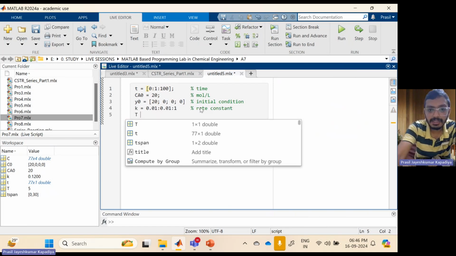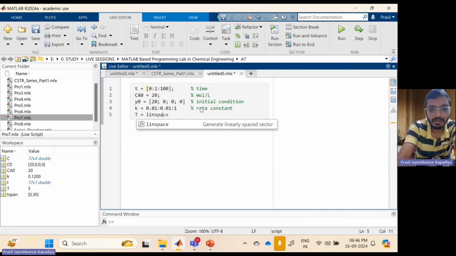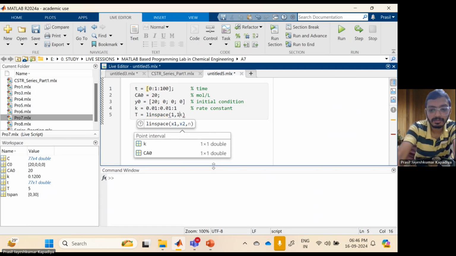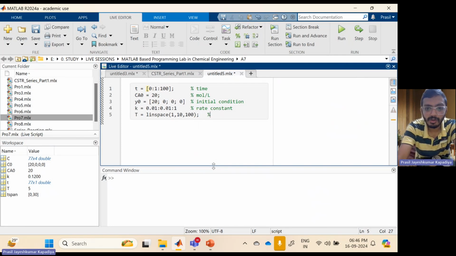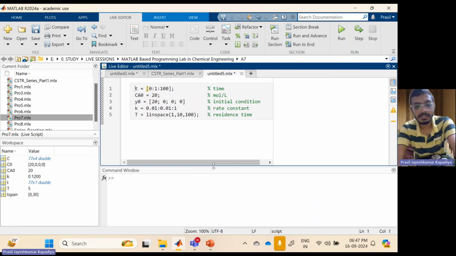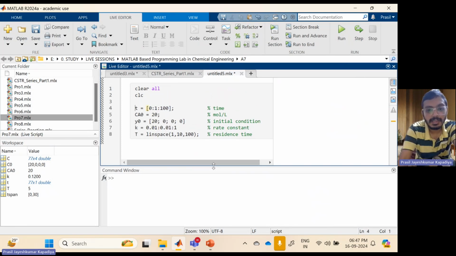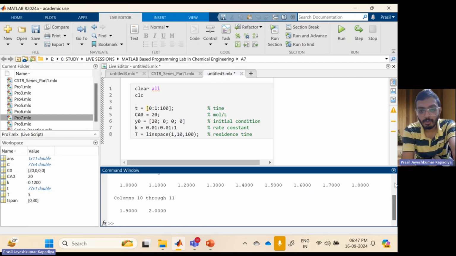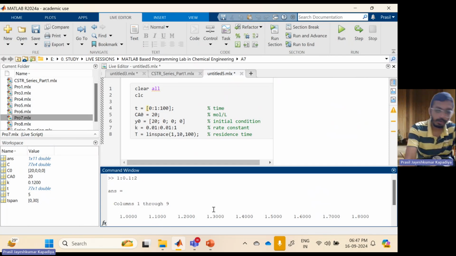Correct? Let's say my time T is equal to. Okay, so I am here teaching you how to use this simple format. These I have already taught, but I will teach residence time. Always develop this habit of writing clear all and clc. Correct. Okay, so let's say I'm writing 1 to 0.1 to 2. What it will do, in step of 0.1, it will increase from 1 to 1.1, 1.1 to 1.2, 1.2 to 1.3, like that. And the second thing is linspace.